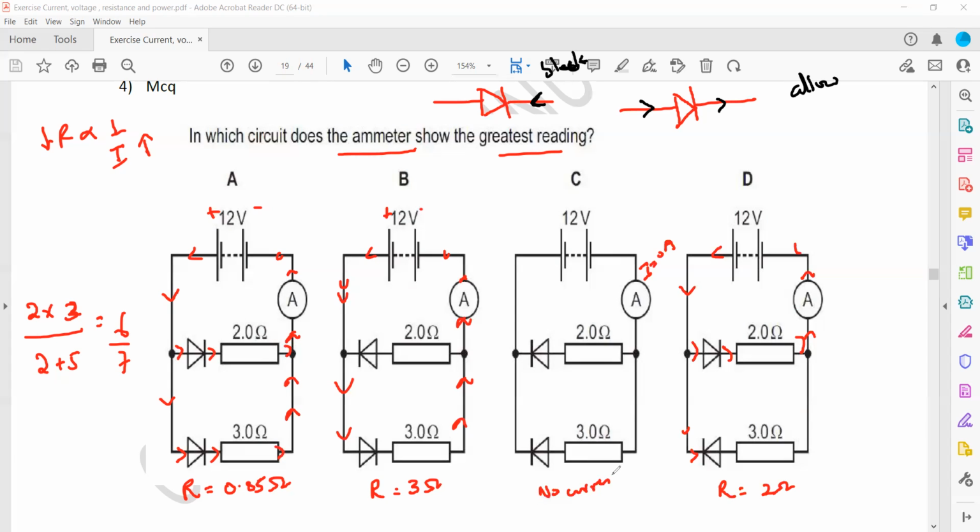So the question is, which circuit shows the highest reading of the ammeter, or which circuit has the highest current? The circuit which has the least resistance will have the highest current. So when we check A, B, C, D, we'll find A has the least resistance. So that's why the maximum amount of charge or current will pass through. Is it clear, this question?